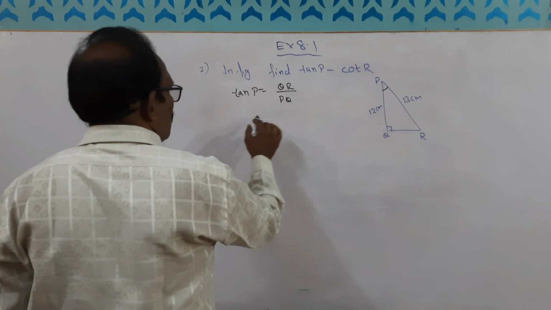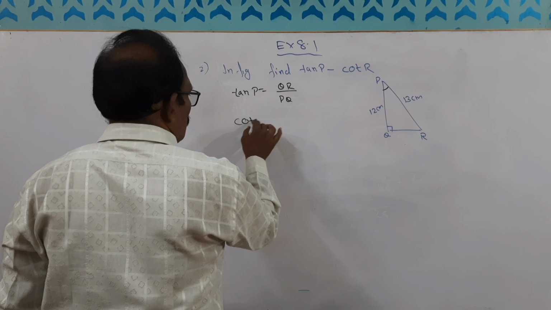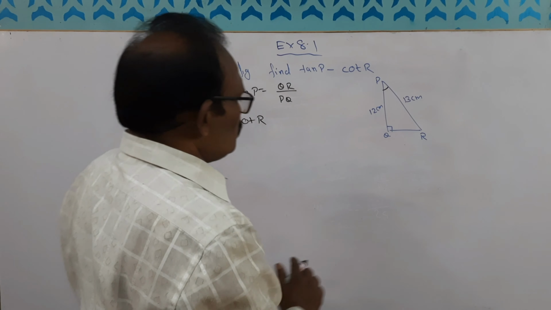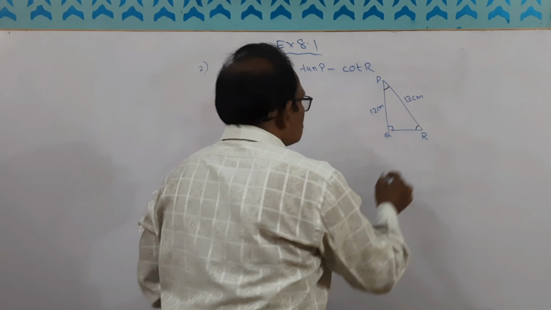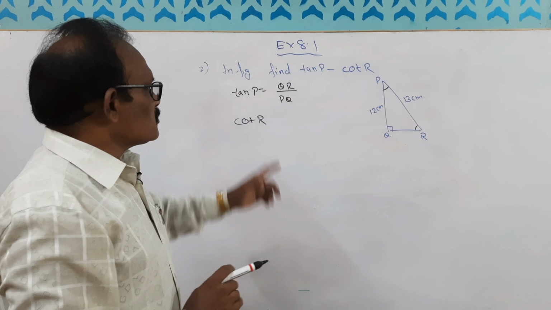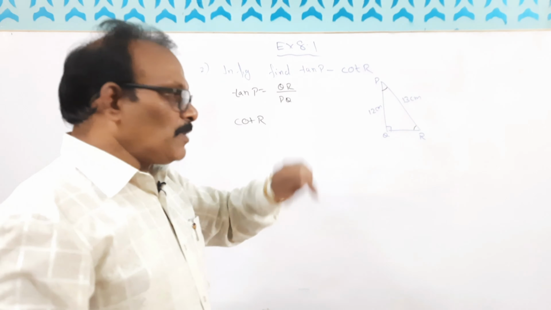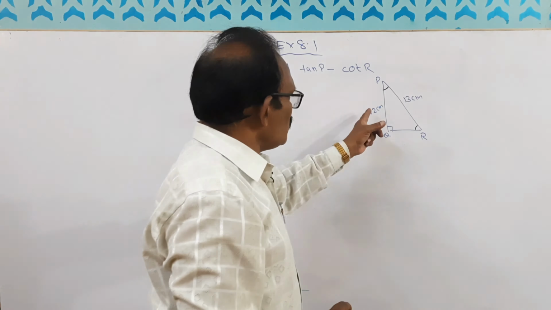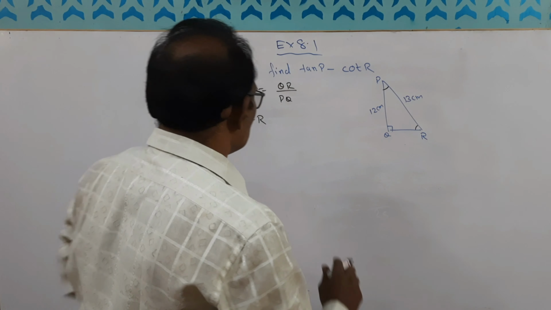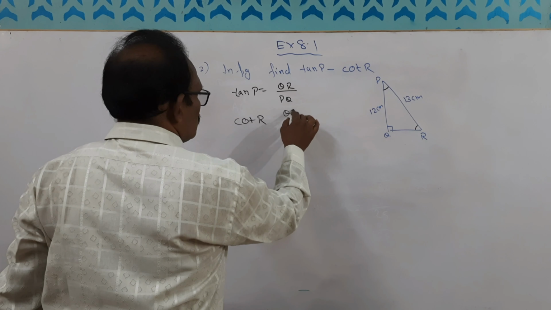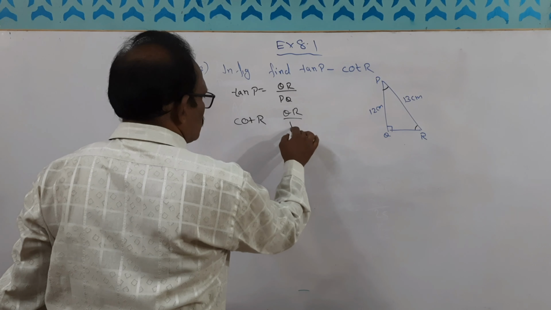Now what is cot R? We are talking of this angle. Cot is just the reverse of tan. If tan is P by B, so cot will be B by P. So again, this is the base and this is the perpendicular, so P by B, again QR by PQ. If you subtract these both, it will come 0. But anyhow, we will see.